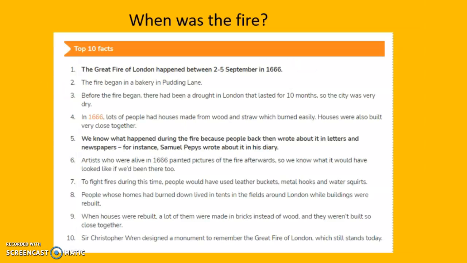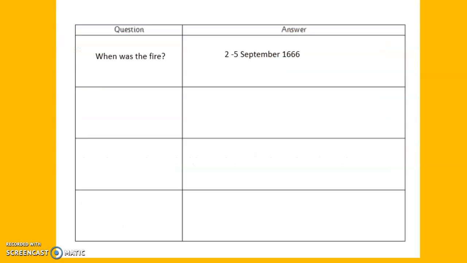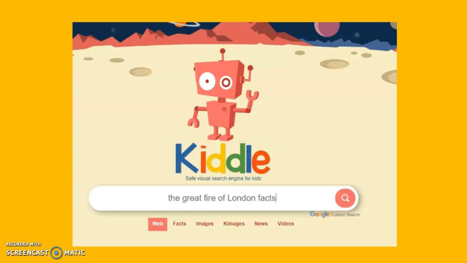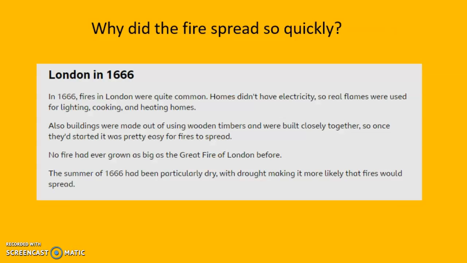Now, that was one website that I went on to. And then I'm going to show you another website. So this is the question that I'm trying to answer here. This website here, I've just copied this from the CBBC website. And again, I used the Kiddle search. I did Great Fire of London facts. I was still on that website. And then it came up with the CBBC. So let's see if we can find out, why did the fire spread so quickly? So let's have a little read of this.